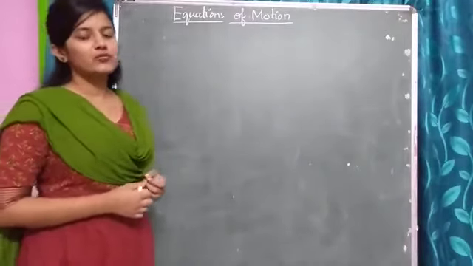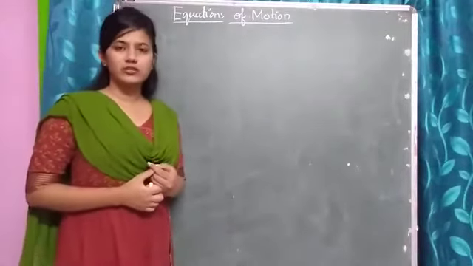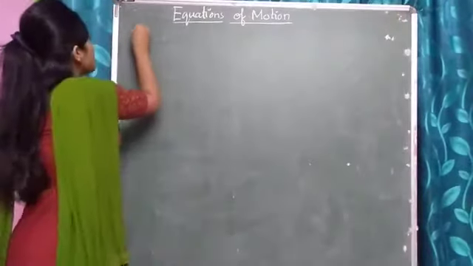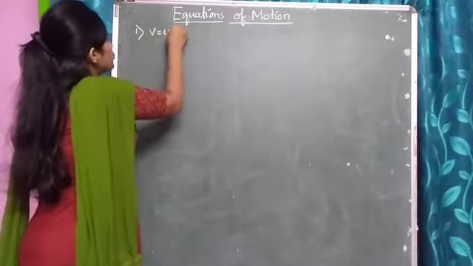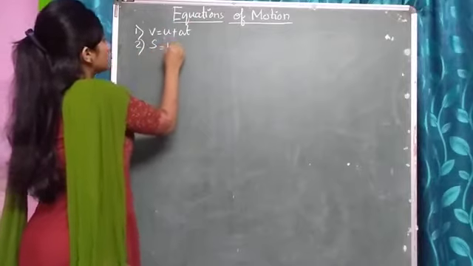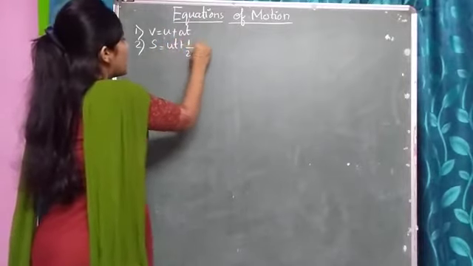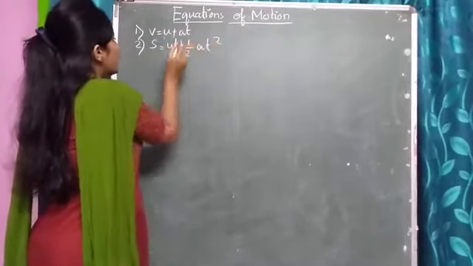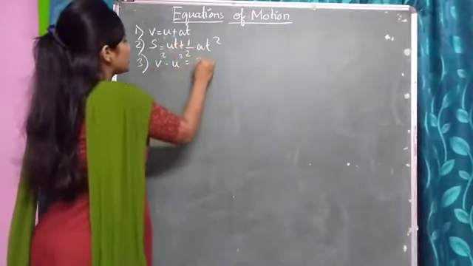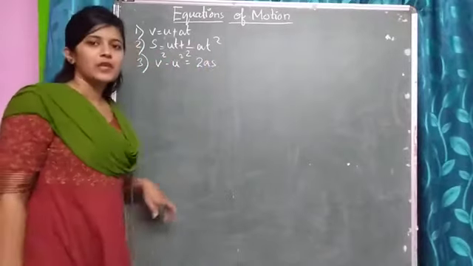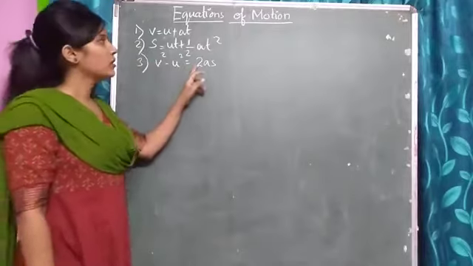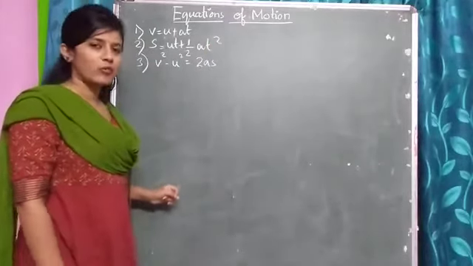So in our course we have three equations of motion, and those are, first one I will write, V is equals to U plus AT. Second one is S is equals to UT plus half AT square. And the third one is V square minus U square is equals to 2AS. So these are the equations which are representing the motion of a body.